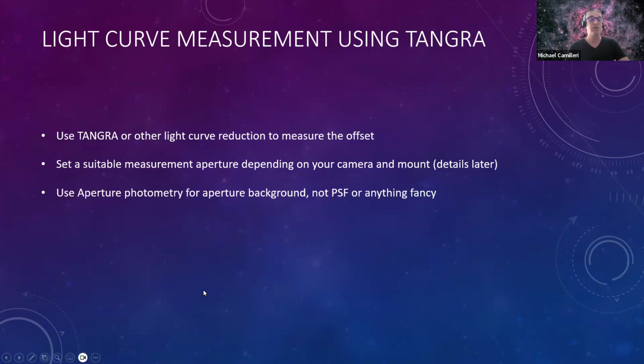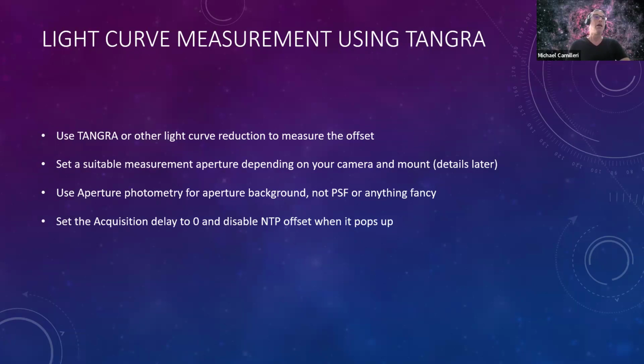Do you need to use aperture photometry? None of the fancy methods, otherwise you won't get an analyzable result. And in Tangra, it does have an option for entering an acquisition delay. You'll see this once I go through the process. You need to set that to 0 so you're not making any adjustments to the time when you're measuring the time offsets. So you generate the light curve with your target star, and record the flashes, and you then save it to the CSV.